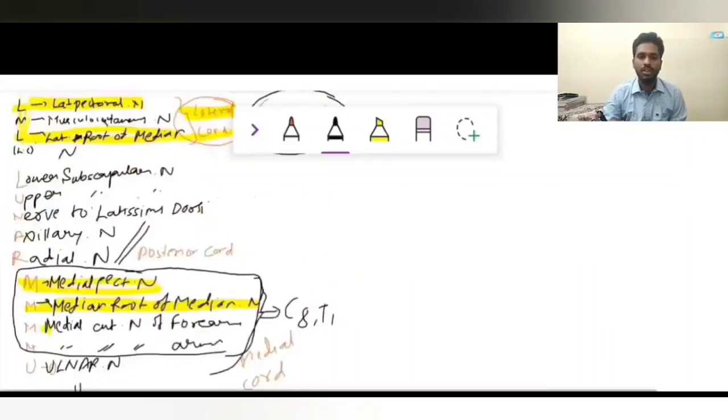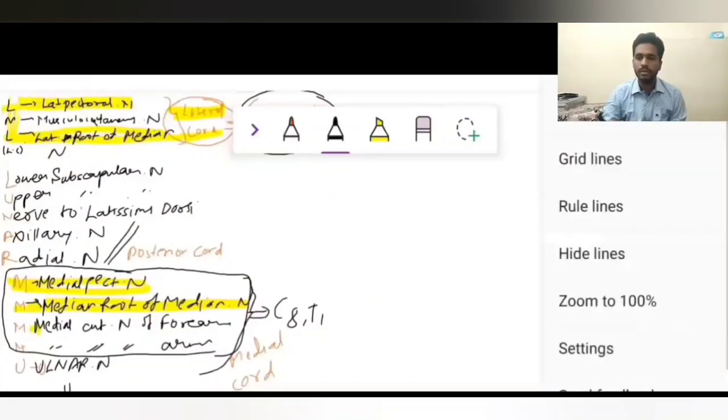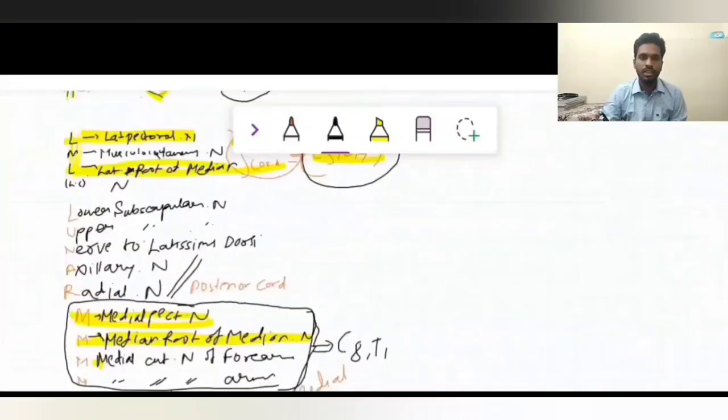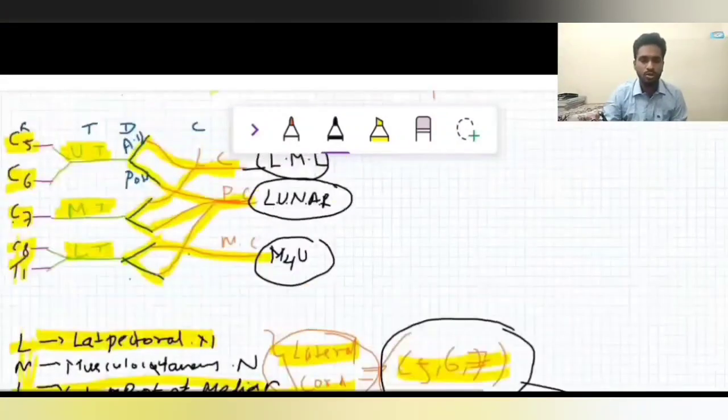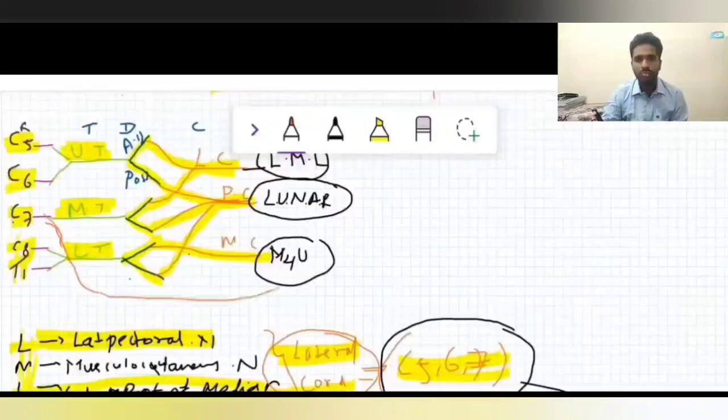So what will we do for ulnar nerve? We will add one more root or branch coming from C7, and we will join it with the U of this M4U so that you remember it well.